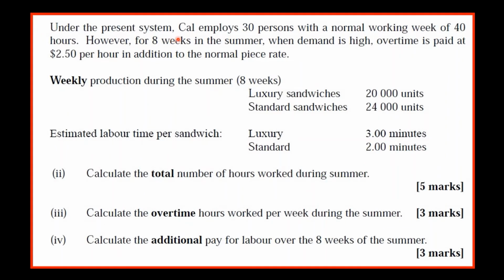Under the present system, Carl employs 30 persons with a normal working week of 40 hours. However, 8 weeks in the summer, when demand is high, overtime is paid at 250 per hour in addition to the normal piece rate. Weekly production during the summer 8 weeks. Luxury sandwiches 20,000, standard sandwiches 24,000 units. Estimated labor time per sandwich, luxury 3 minutes, standard 2 minutes. Calculate the total number of hours worked during summer.